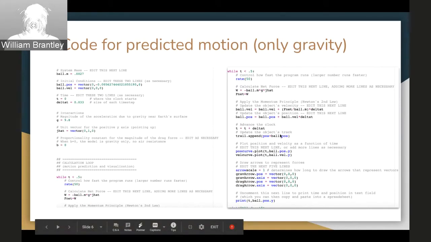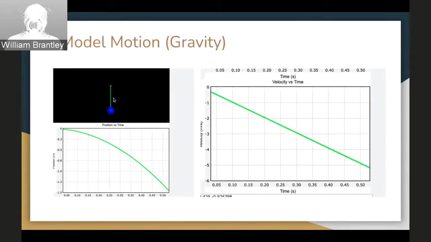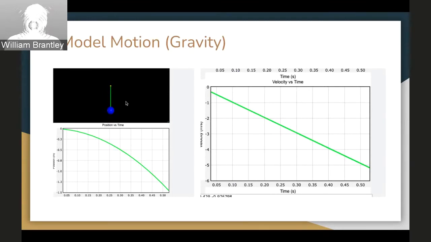And then this is just the code to create the model. This is the model motion, the position time graph, and the velocity time graph. Just force of gravity acting down upon the object.